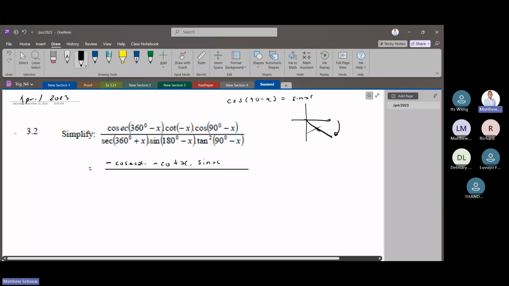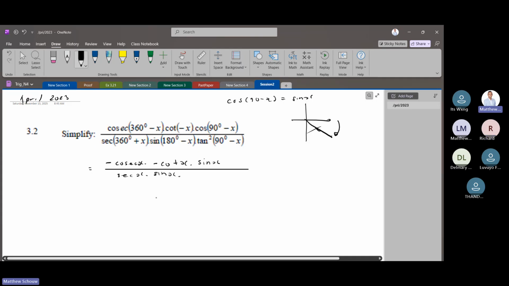Sec 360 plus x. So plus x over here. Is that positive or negative? Sec is linked to cos. Positive. That's correct. Then we can put in there sec x. Our sine 180 minus x. What is that one? Positive. That is correct.